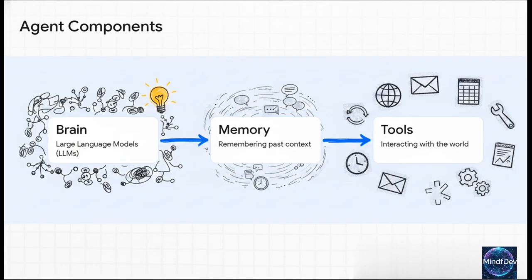And finally, we have tools. Tools are how the agent actually interacts with the outside world. This could be retrieving data by searching the web, taking a physical action like sending a Gmail or updating a Google Sheet, or even orchestrating other workflows. Brain, memory, tools. That is the secret recipe right there.